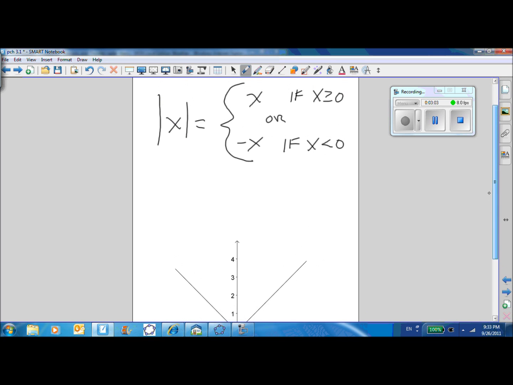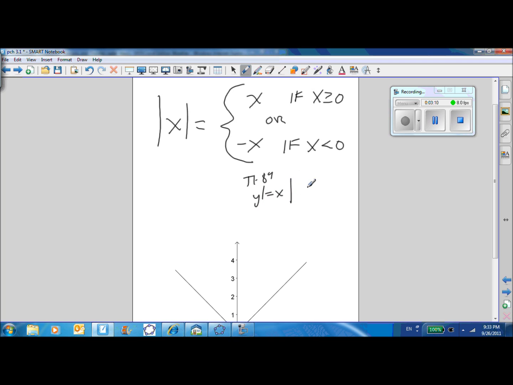And you can actually enter this in your TI-89 as y1 equals x with x greater than or equal to 0, and enter y2 as the opposite of x with x less than 0. Those big vertical bars are the "with" symbol, and you can put conditions on it. You can also just enter y equals abs of x. That's the TI-89 code for absolute value.